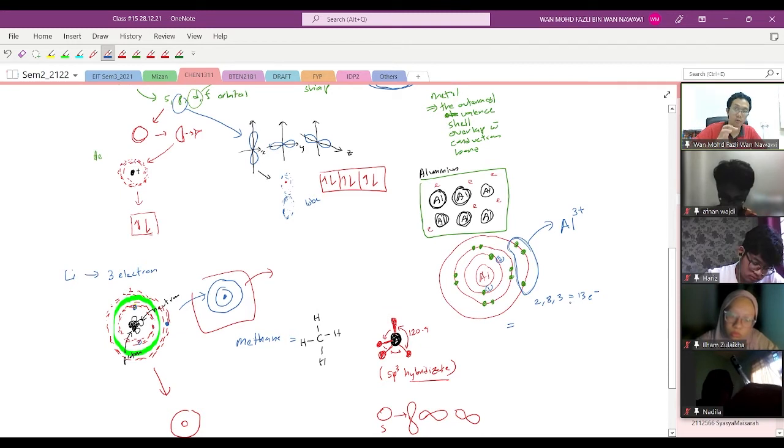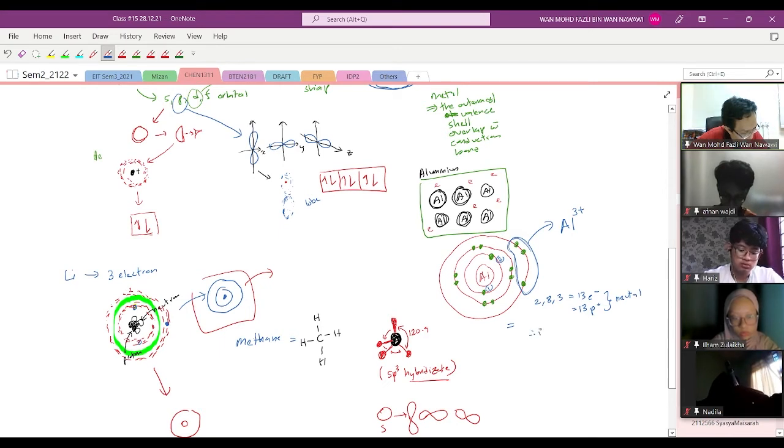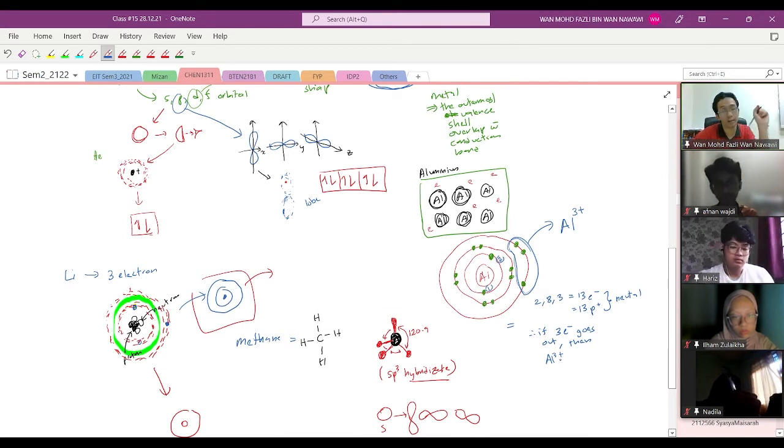In order to make aluminium metal neutral, you need 13 protons, the positive ones inside the nucleus. That's why it is neutral. So if three electrons go out, the aluminium atom becomes deficient in electrons. So you become Al3+, because negative is for electrons.